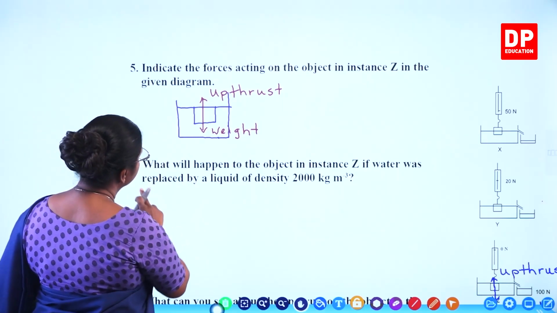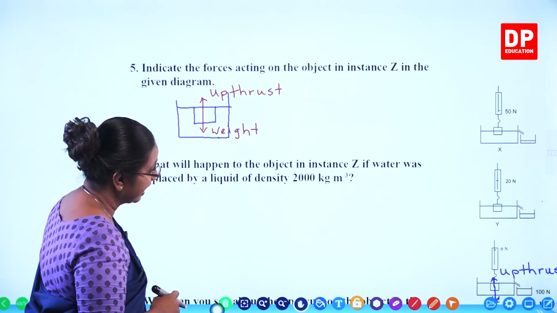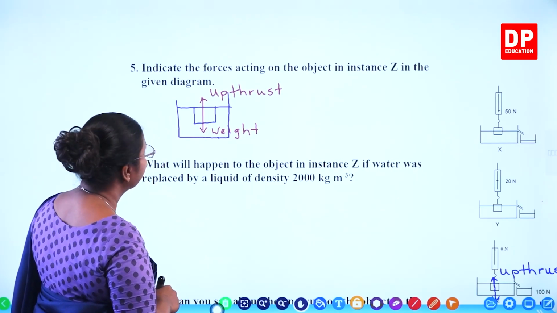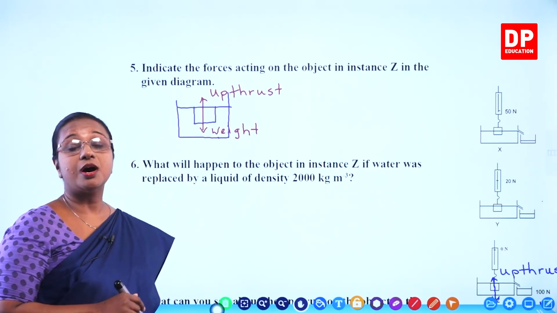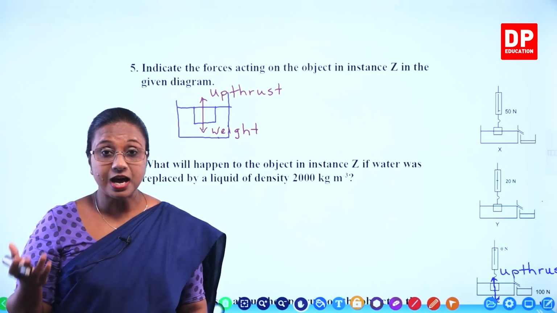So then, if we look at the next part, what will happen to the object in instance Z if water was replaced by a liquid of density 2000 kilograms per meter cube? You know the density of water is 1000.